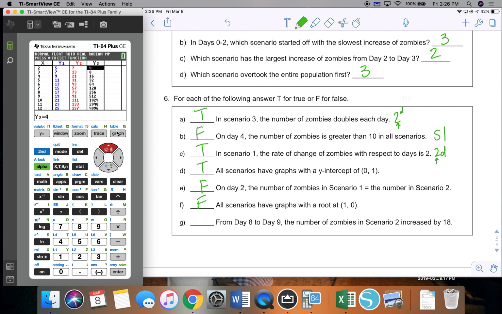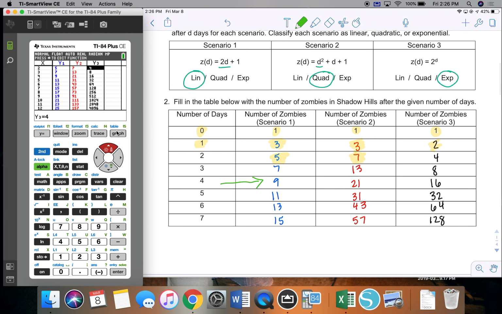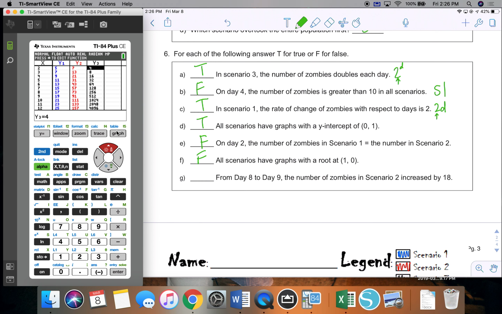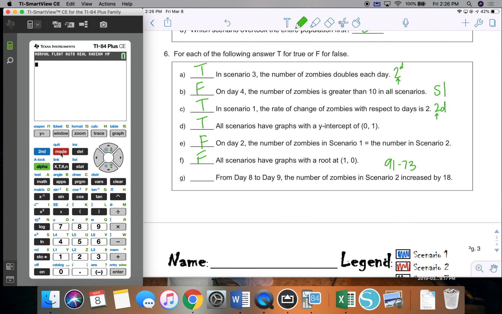And then 8 to 9 in the days, the zombies in scenario 2. Oh, I'm going to have to look at the calculator for that. So scenario 2, days 8 to 9, so we go from 91 to 73. So if you're not sure, 91 minus 73. And there's a total of 18 days, so that is true.